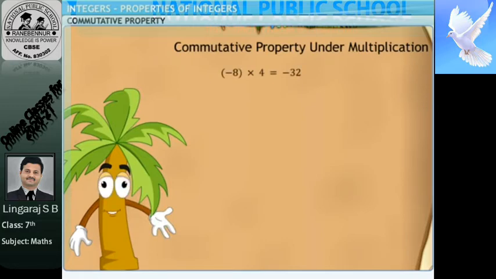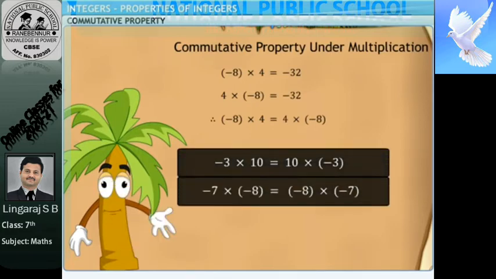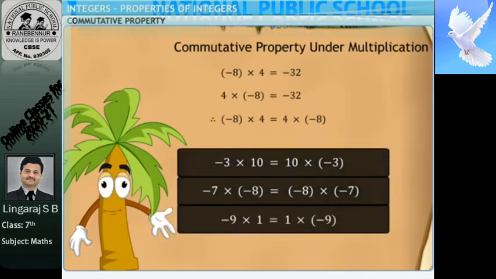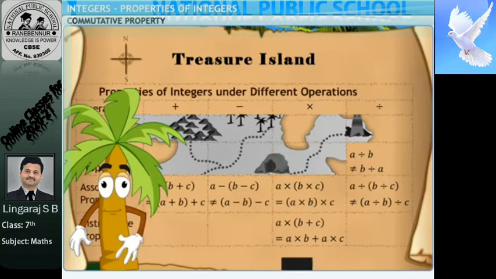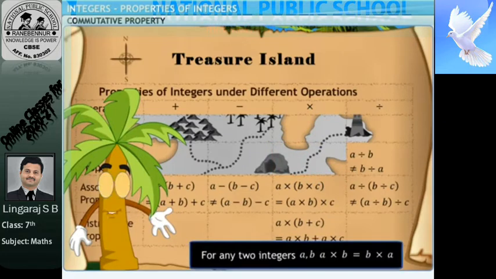When we multiply two integers, -8 and 4, the product is -32. If we change the order and multiply 4 by -8, is the product still the same? Yes, it is. So we can conclude that multiplication is commutative for integers. Hence, for any two integers a and b, a multiplied by b is equal to b multiplied by a.